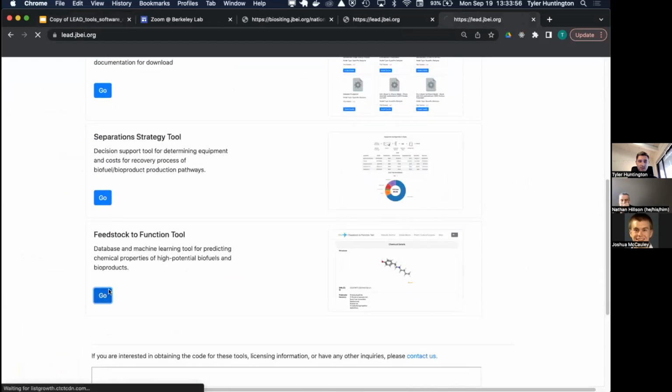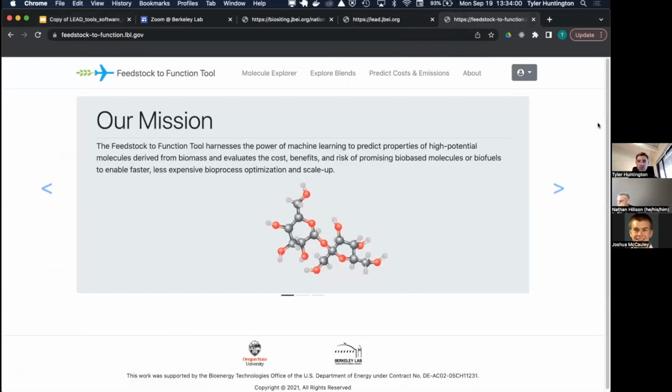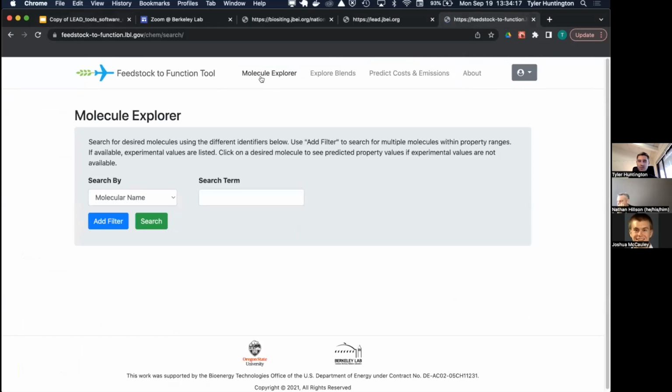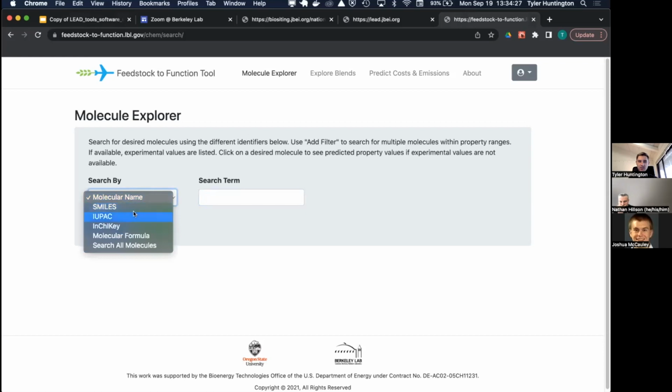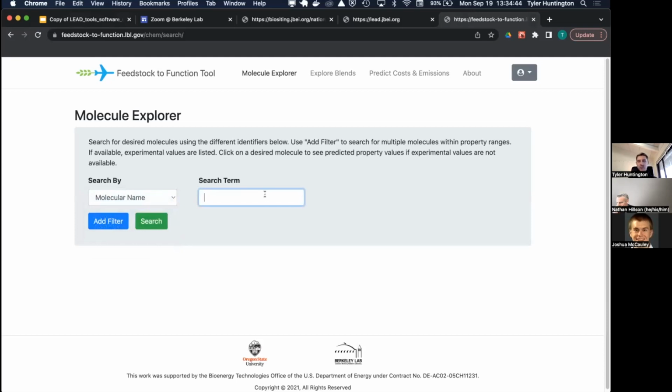So down at the bottom here, the Feedstocks functions tool. And this tool was developed to be a standalone thing, so it's not quite as seamlessly integrated into our lead ecosystem as the other tools are. It's really got kind of its own website, essentially. But if you go up to the Molecule Explorer tab here, this is the real interface for searching the database of existing compounds. And you can search by a variety of different methods here. If you know the SMILES string for your molecule, or the IUPAC code, or the InChI key formula, you can input any of those. Easiest though would be just searching by molecular name.